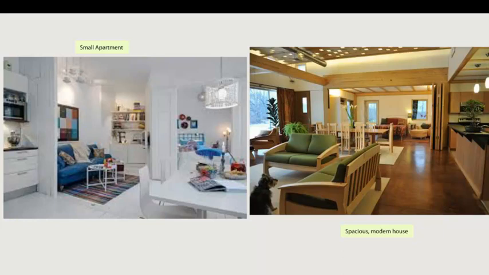Hi everyone. By the end of this class, you will be able to give your opinion about houses and apartments. Additionally, you will be able to evaluate your own house and apartment. For example, you'll be able to make the following statements. Apartments are too small for pets, but houses are too expensive. Houses cost too much money.